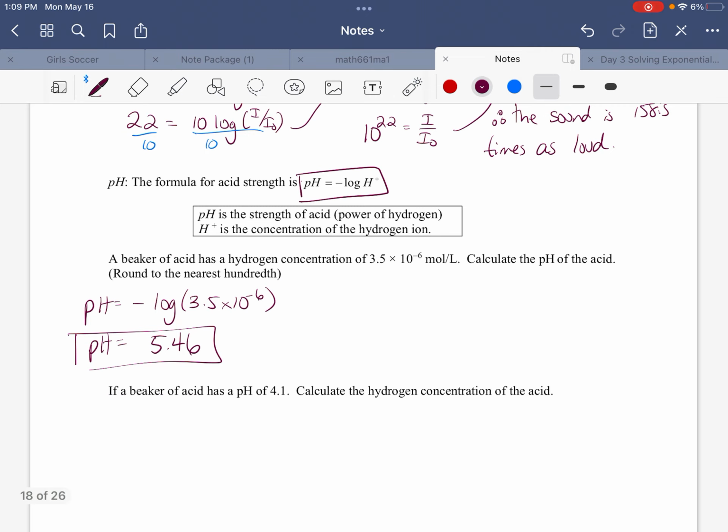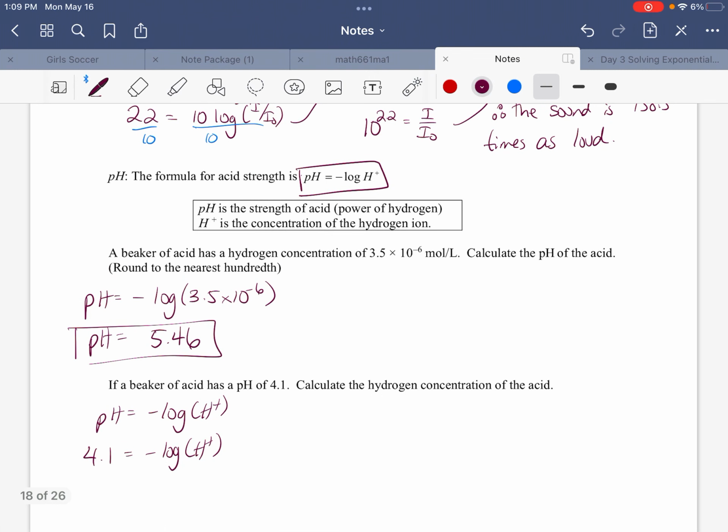If a beaker of acid has a pH of 4.1, calculate the hydrogen concentration. So in this case, we know the pH is 4.1. We don't know the hydrogen concentration. So let's change this to exponential. The first thing I'm going to do is divide by negative 1 to get rid of that negative sign. And we end up with negative 4.1 is equal to log H positive.